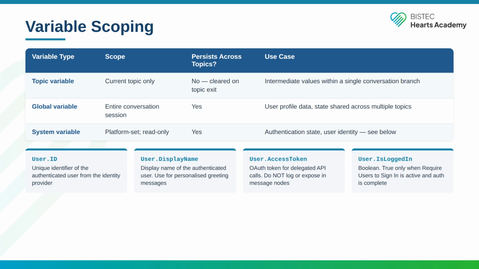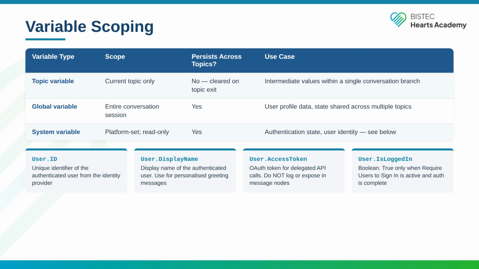System variables are set by the platform and are read-only. They persist for the entire conversation session. The 4 most important are user ID, which is the unique identifier from the identity provider and is suitable for Dataverse lookups. User display name, which is the user's display name from the identity provider and is the right input for personalized greeting messages. User access token, which is the OAuth bearer token for delegated API calls and must never be logged, exposed in message nodes, or stored in Dataverse.